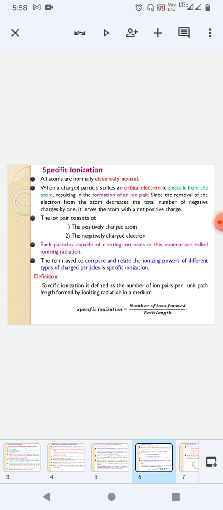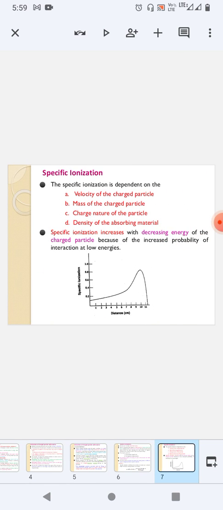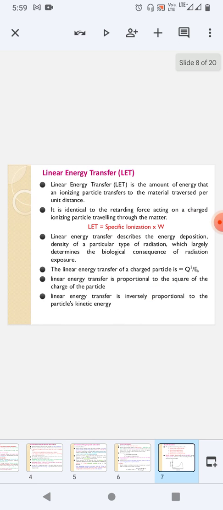Now we discuss specific ionization. The specific ionization is used to compare and relate the ionizing power of different types of charged particles. It is defined as the number of ion pairs formed per unit length by ionizing radiation in the medium. Mathematically, specific ionization is equal to the number of ions formed per path length. What are the parameters upon which specific ionization depends? The specific ionization depends on the velocity of the charged particle, mass of the charged particle, charge nature of the particle, and density of the absorbing material. The specific ionization increases with decreasing energy of the charged particle because it increases the probability of interaction at low energies.